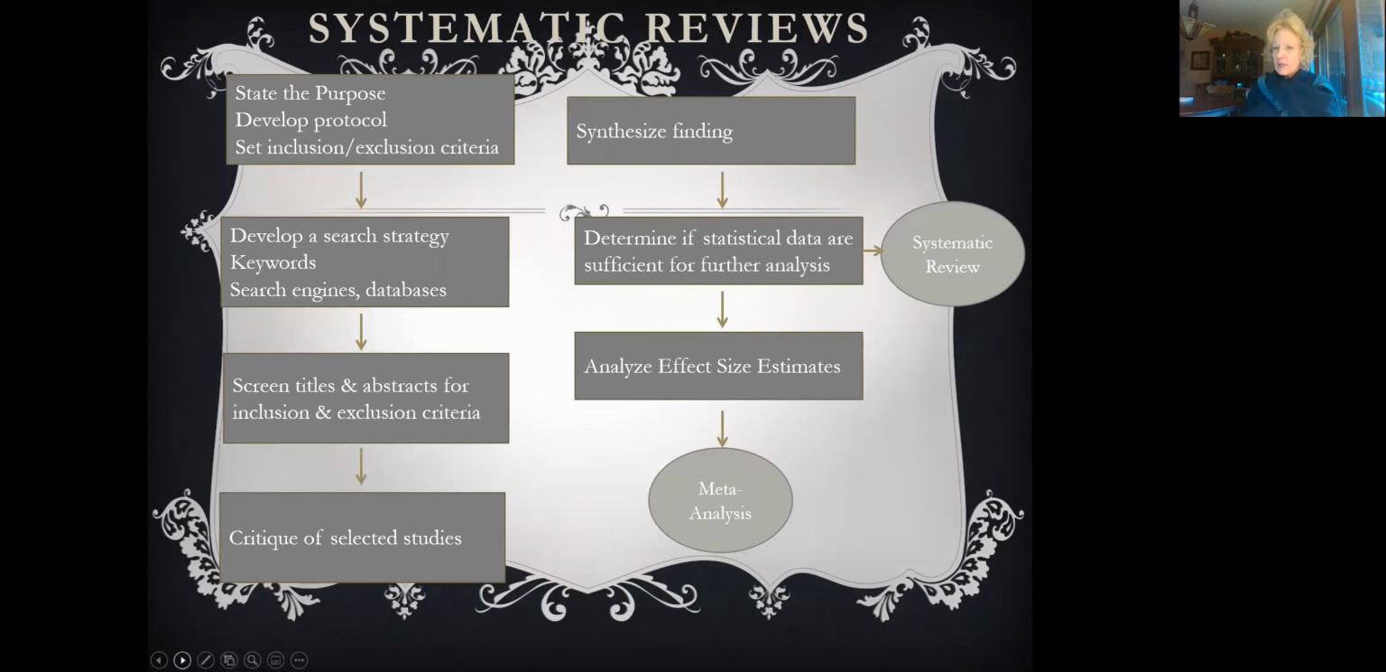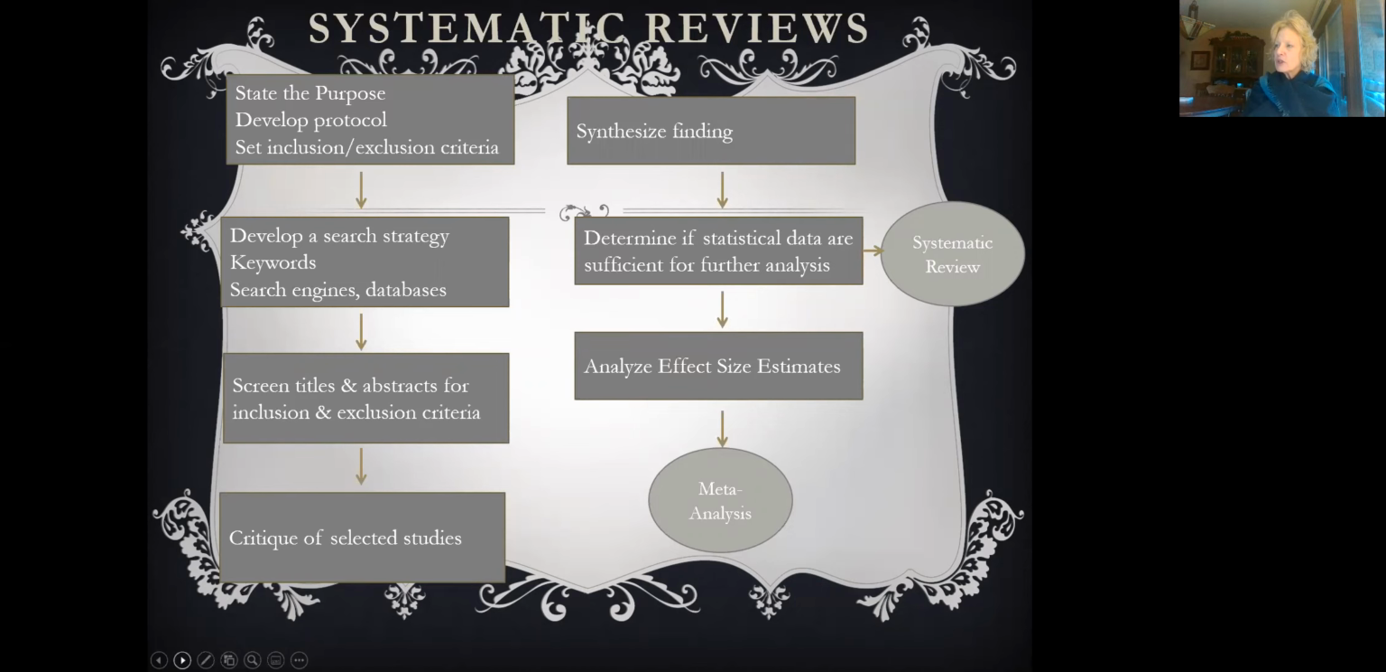This slide just outlines the process for you of what you want to do if you're considering either a systematic review or a meta-analysis. So you're going to think real clearly what the purpose is. State the purpose and develop a protocol. And in that protocol, you're going to define what the inclusion and exclusion criteria will be for the studies you're going to include. And that's going to depend on what you find in the literature and where the state of the science is around that particular topic.